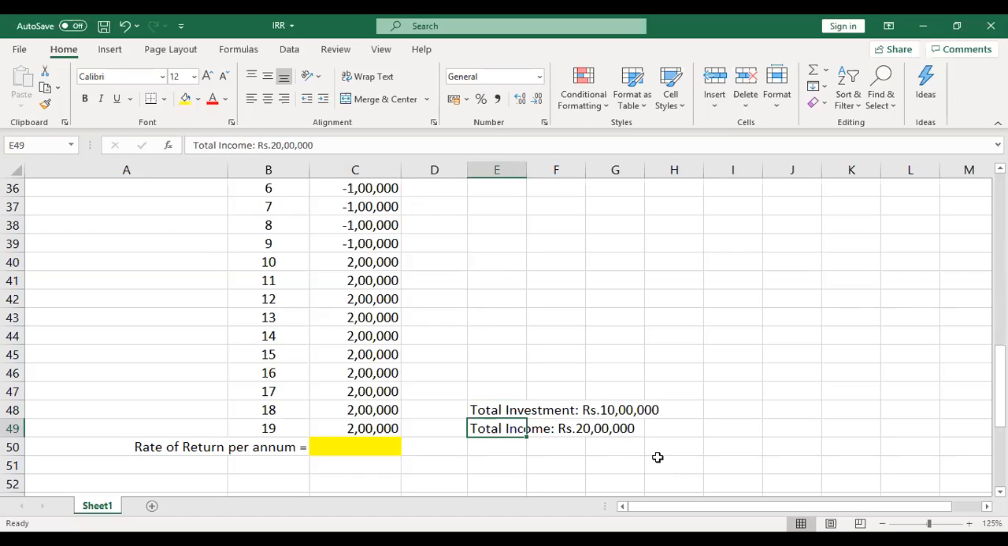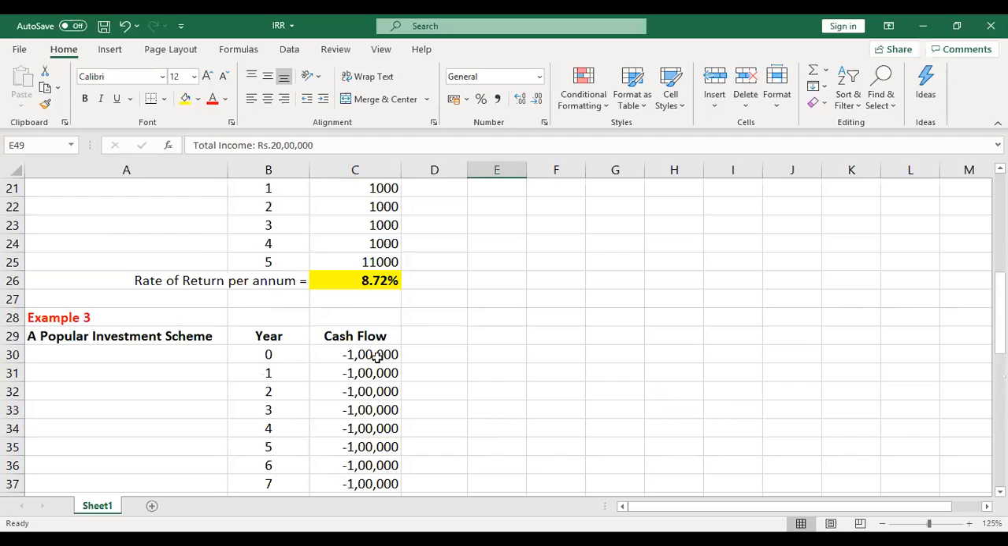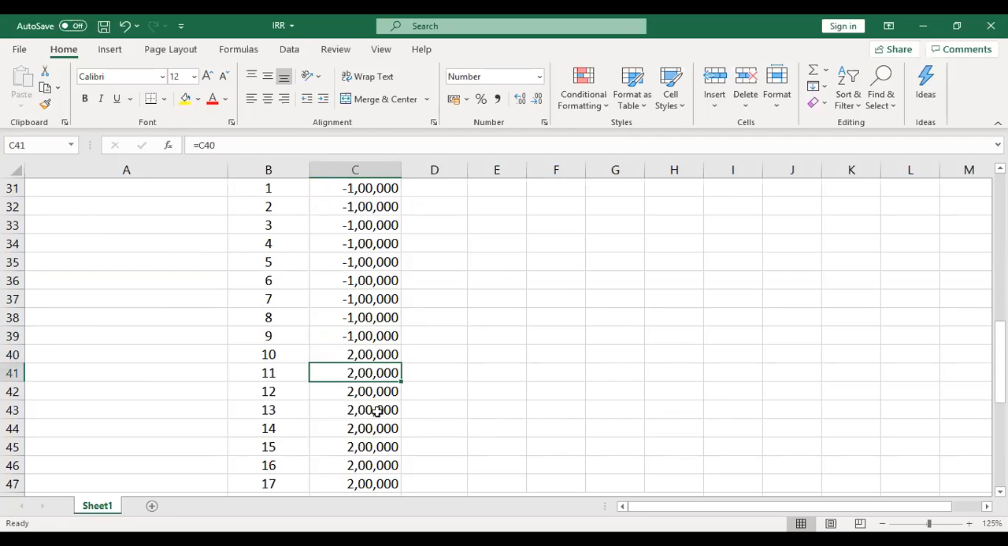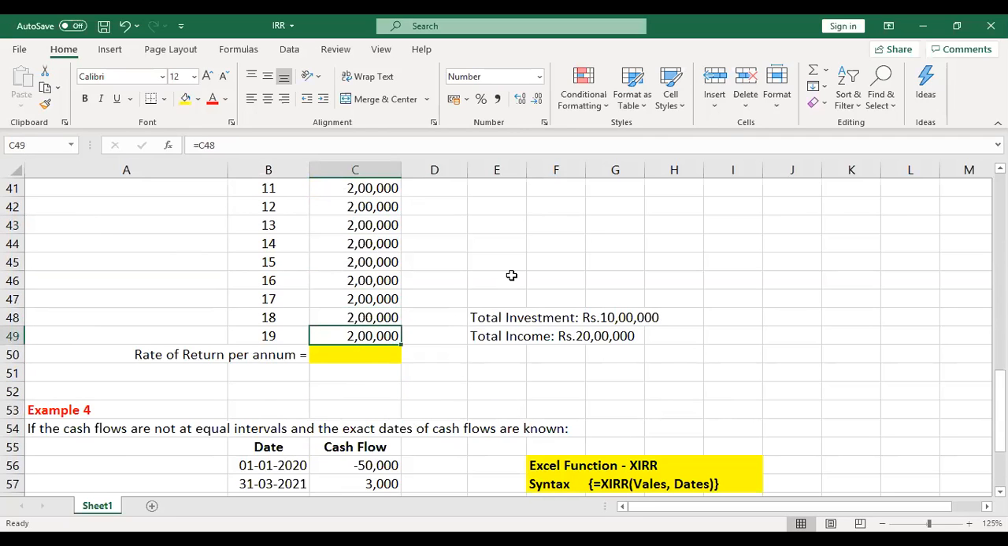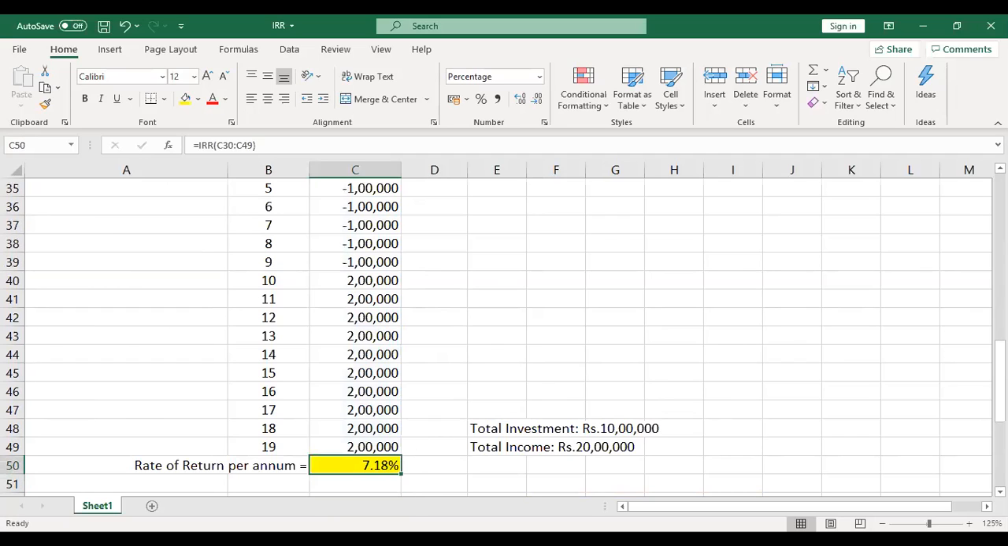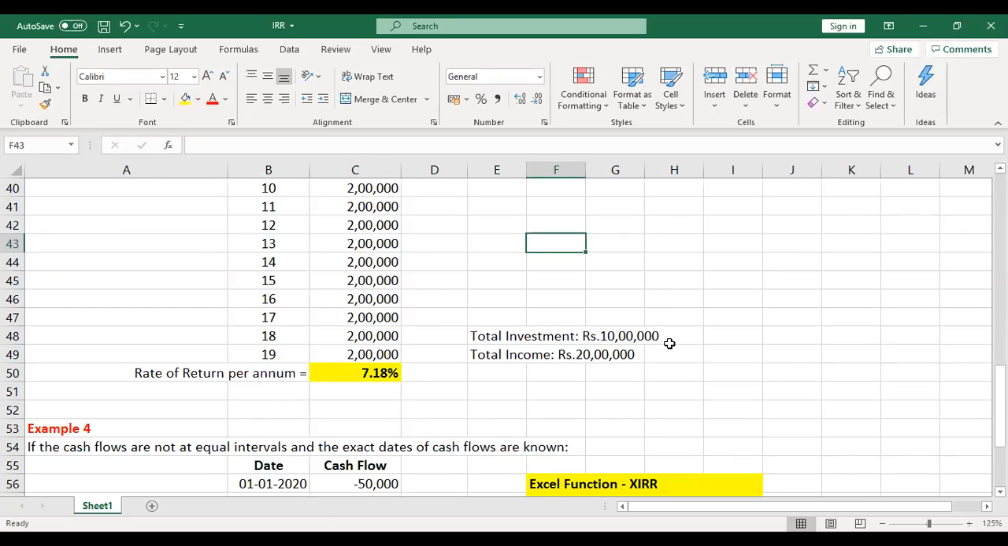Many people get into this kind of an investment scheme thinking that you are getting very high rate of return here. But the reality is, if you are paying 1 lakh rupees every year for the next 10 years, and if the company is paying you 2 lakh rupees every year for the 10-year period after that, let us just see what is the rate of return. Is equal to IRR, bracket open. I select this range, this entire range I select, close that and enter. The rate of return is just about 7.18% per annum. I'm not saying the scheme is bad.